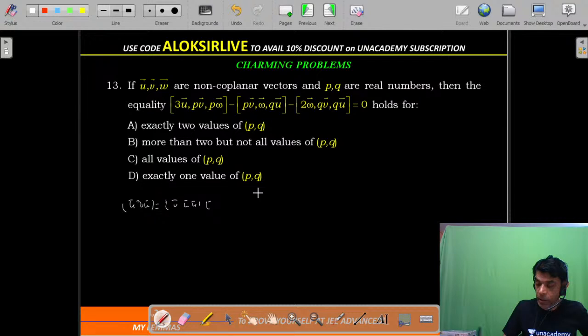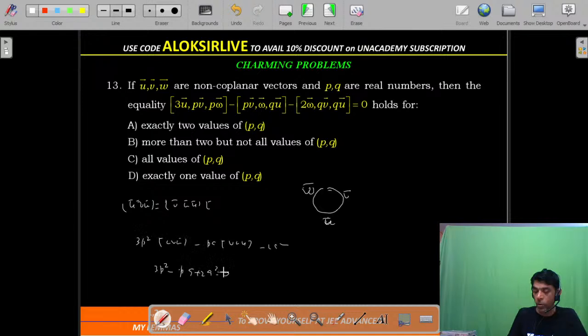So you are saying that 3p square minus PQ plus 2q square is 0. Just check what you are getting. This you are getting. Now the question says how many values it has.